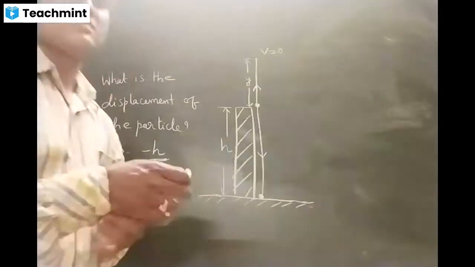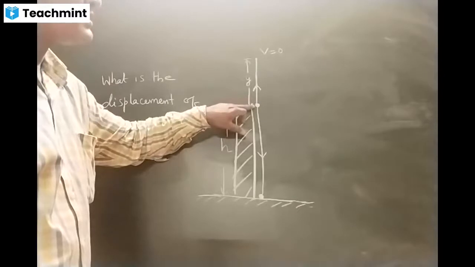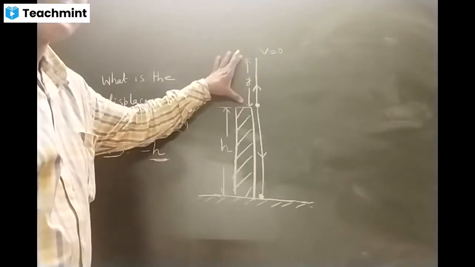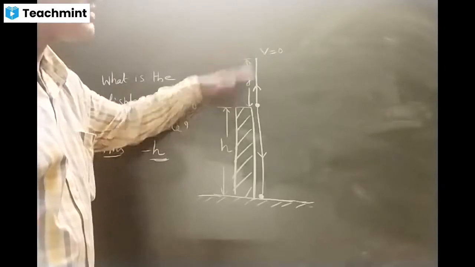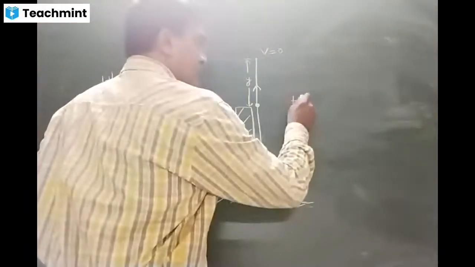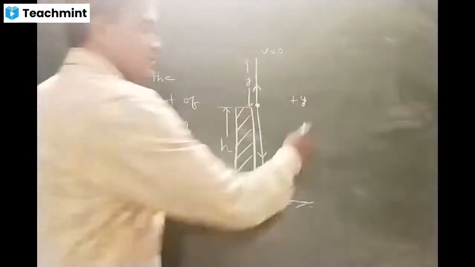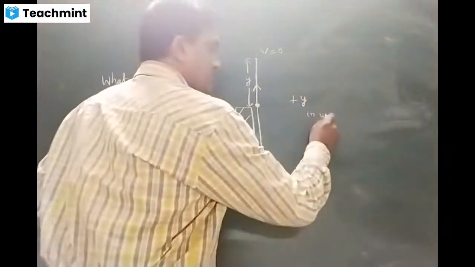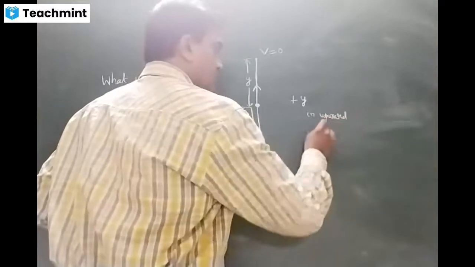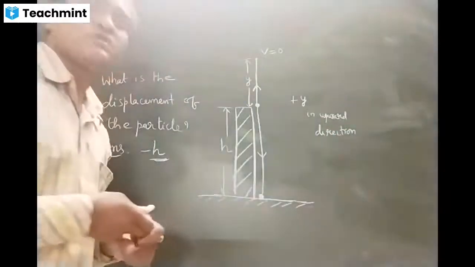Now tell me what is the distance traveled by the particle in the vertical direction? Plus y. Plus y or minus y? Plus y. This is in which direction? Upward direction. And what is the distance covered in the downward direction?